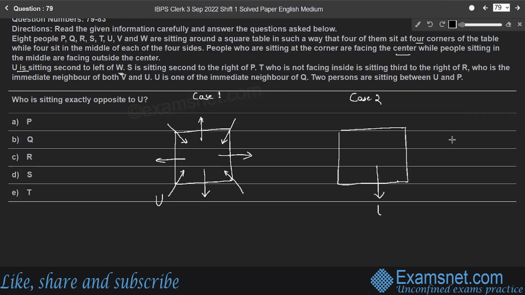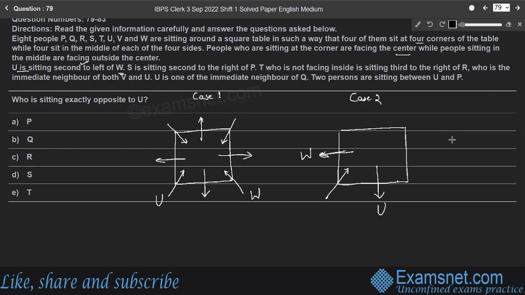In the middle, U is sitting in case 2. And U is sitting second to the left of W. In case 1, second to the left of W means W has to sit here, so lower right corner, so that U becomes second to the left of W. And in case 2, W has to sit here, in the left middle, so that second to the left of W means U.